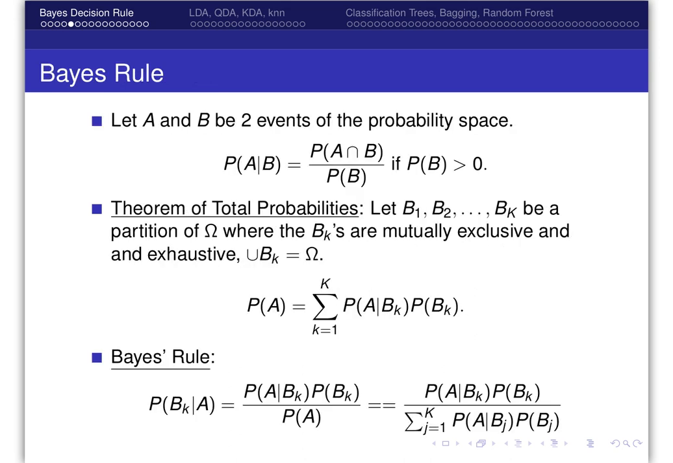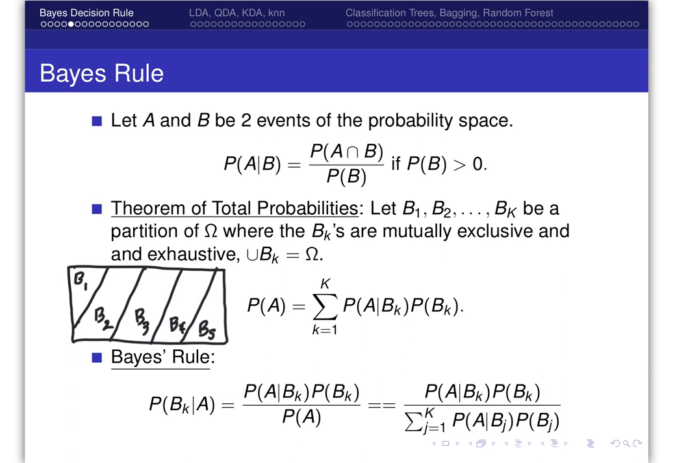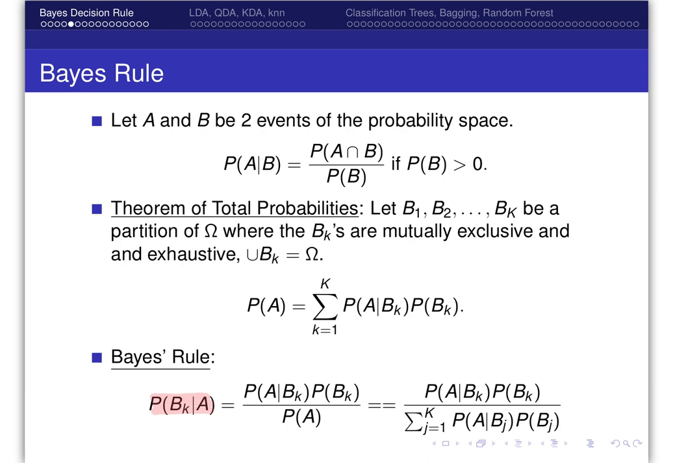The major guide used in the construction of classifiers is the concept of Bayes' rule. Let A and B be two events of the probability space. The conditional probability of A given B is given by this equation. Suppose B sub 1, B sub 2 through B sub k are mutually exclusive and exhaustive partitions of the event space omega. The theorem of total probabilities is given by this equation. Then Bayes' rule is the probability of B sub k given A, where the numerator is from the multiplication rule and the denominator is by the theorem of total probabilities.